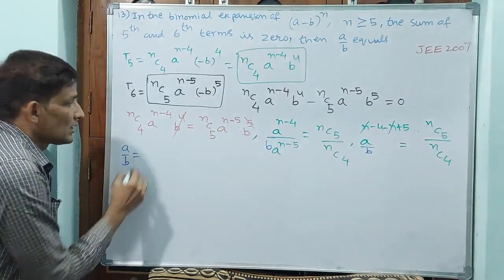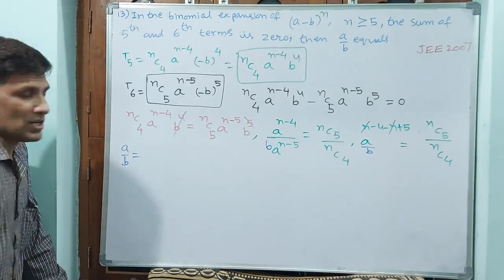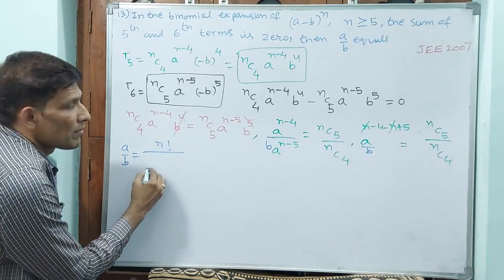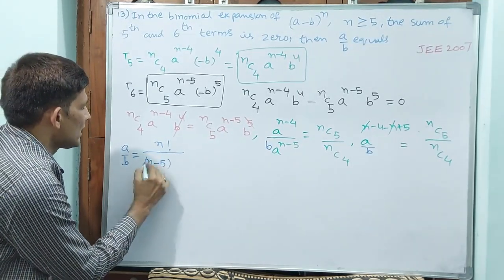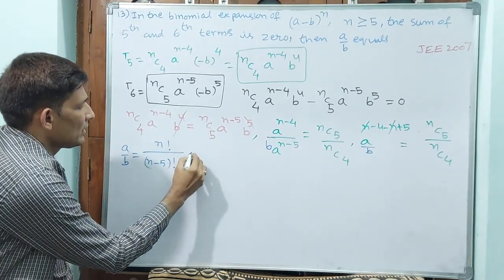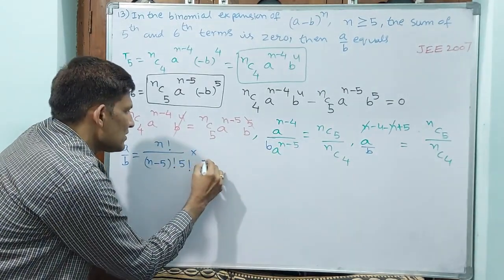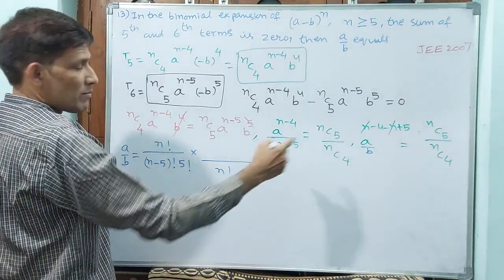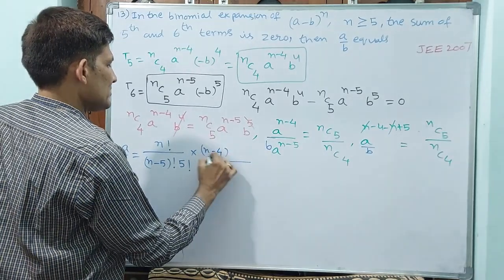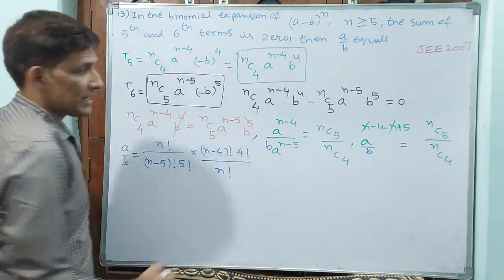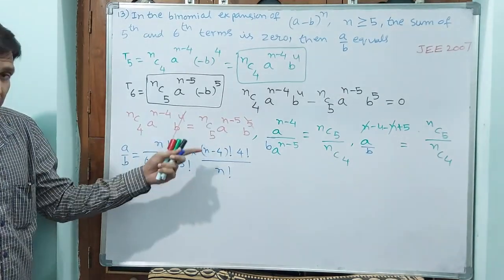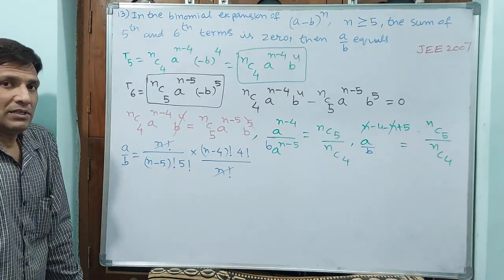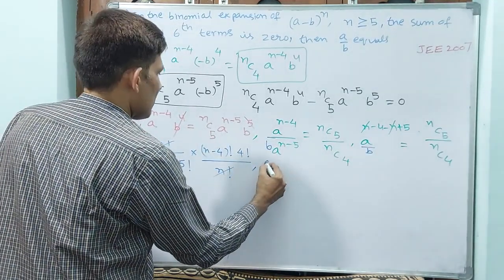nC5, how can I write? See how I am writing. n factorial by n minus 5 factorial 5 factorial, divided by n factorial by n minus 4 factorial 4 factorial. Is it correct? First you see, why? Because I have made the division like this. See what will happen here. n factorial first you cancel out.